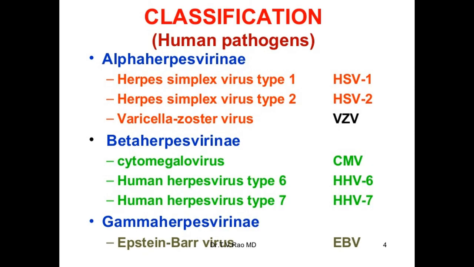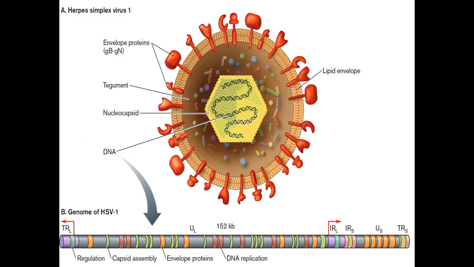Classification: human pathogens. Alpha Herpesviridae types: herpes simplex virus type 1 and herpes simplex virus type 2, and varicella zoster virus. Beta Herpesviridae types: cytomegalovirus and human herpes virus type 6 and human herpes virus type 7. And gamma Herpesviridae: Epstein-Barr virus. Herpes simplex virus structure.